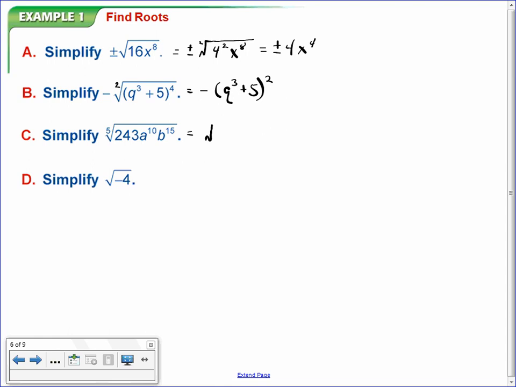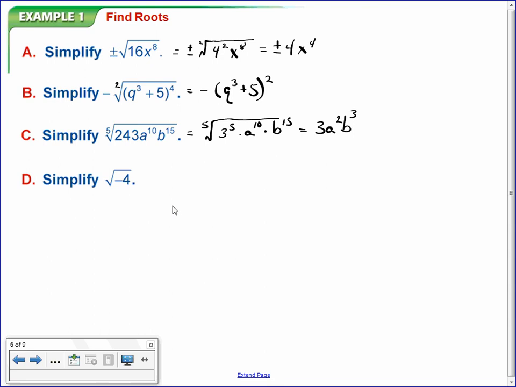243. Okay, we're looking at the fifth root. You have to factor this to see what it really is. 243 is actually 3 to the 5th power. So I have 3 to the 5th power times a to the 10th power times b to the 15th power as my radical. And so in order to do this, I don't need to worry about positives and negatives here because that's an odd root. So the 5th root of 3 to the 5th power is 3. The 5th root of a to the 10th is a squared. And the 5th root of b to the 15th is b to the 3rd.